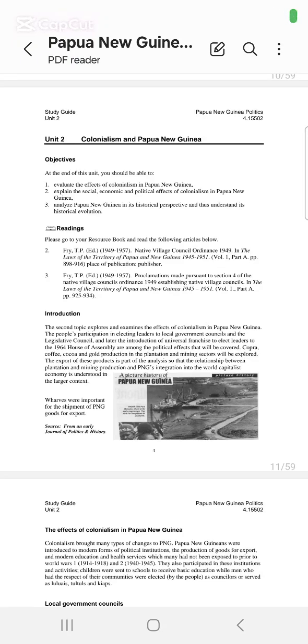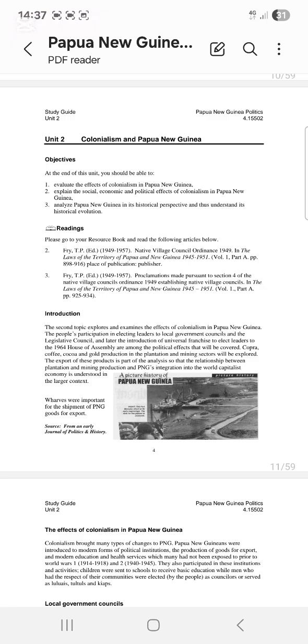Okay, let's look at Unit 2, Colonialism and Papua New Guinea. So the first unit, we were introduced to the framework of colonialism. So now we know the frameworks are in the driving forces. There are three driving forces: colonialism itself, which talks about the spreading of beliefs and ideas by developed nations to the underdeveloped nations.